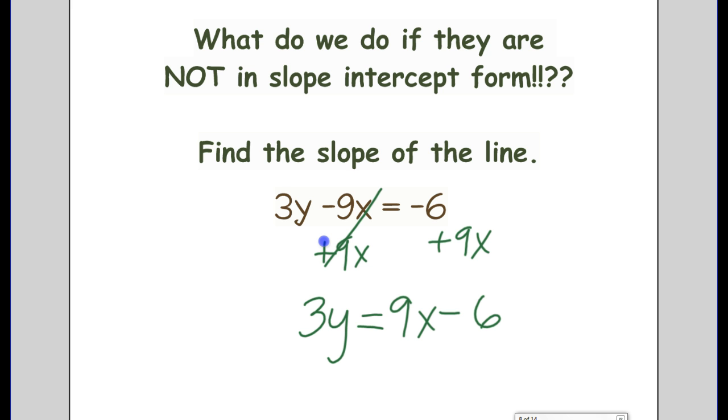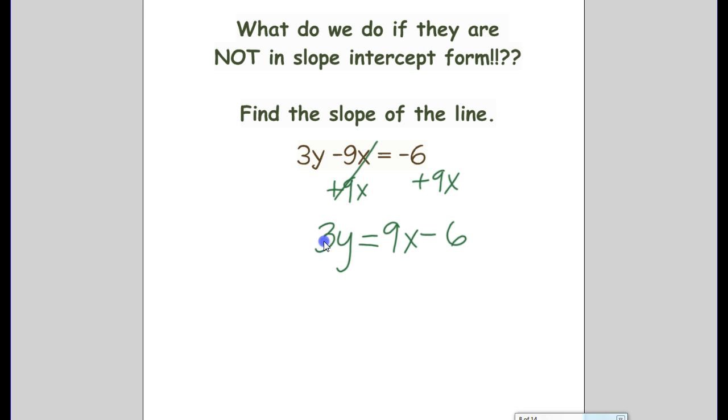We're almost there. Very good. Y is not alone yet. He still has a friend. That 3 is just hanging out with him. How do we get rid of that 3? Divide. The opposite of multiply is divide. You divide every single thing by 3. Don't leave anybody out. Don't even leave the 6 out. Divide everything by 3. These 3's cancel.